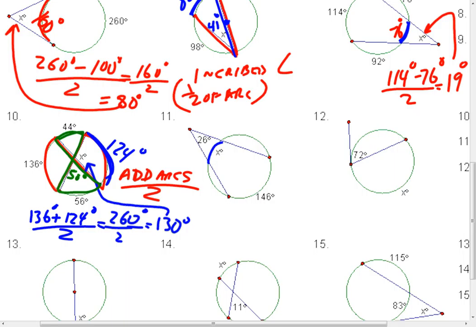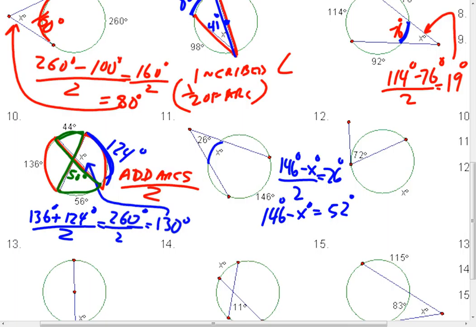What are the arcs? The arcs are 146 and x. You're supposed to divide by 2. And what is that supposed to equal for the angle, 26. So you're working backwards from that equation. How do you get rid of the 2? Times it by 2. So 146 minus x is now equal to 52. You do whatever it takes to figure out what x is.